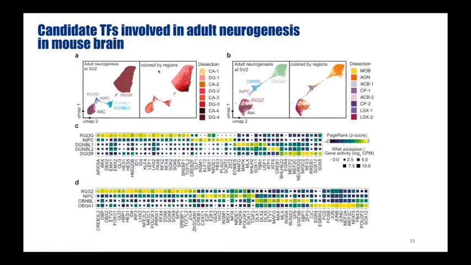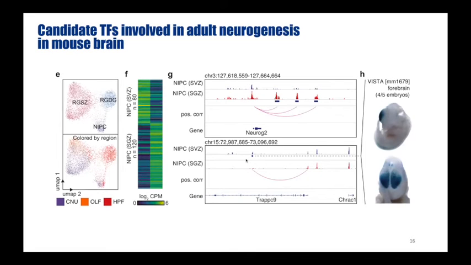They are mostly located in two brain regions. One is called the subgranular zone, and the other is the subventricular zone. Similarly, you can identify the driver TFs. Here is my last example. I will basically use this example to demonstrate the web portal.